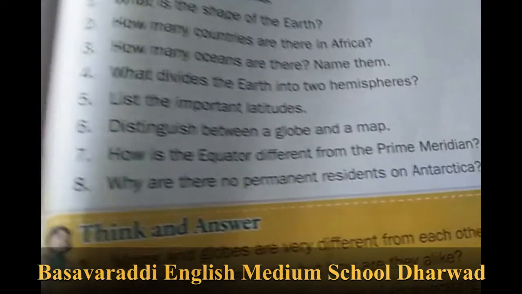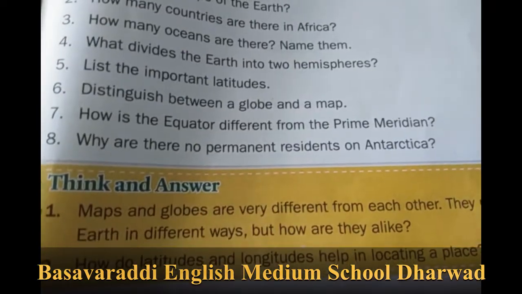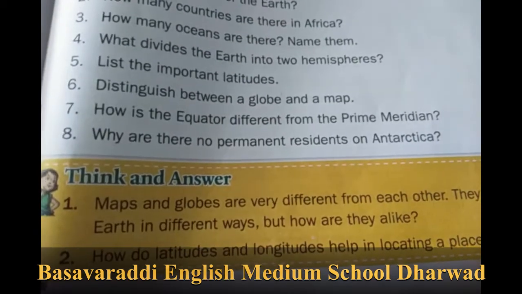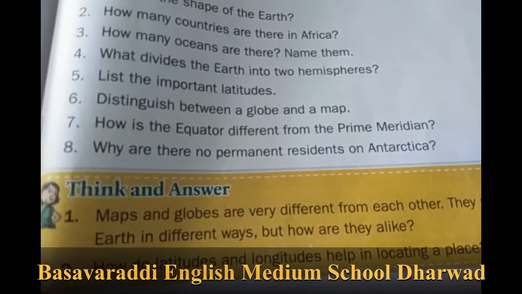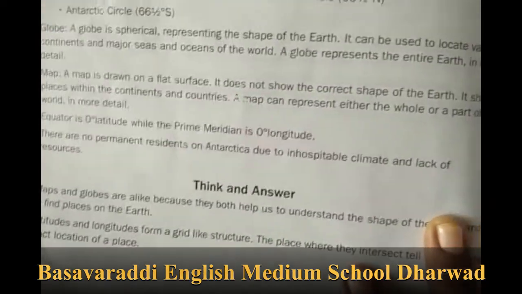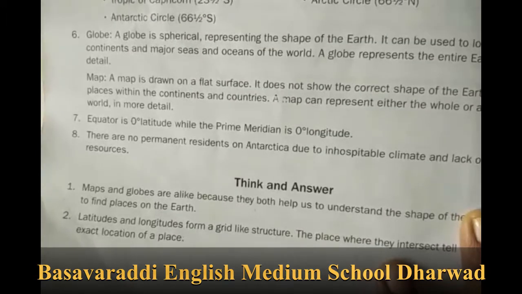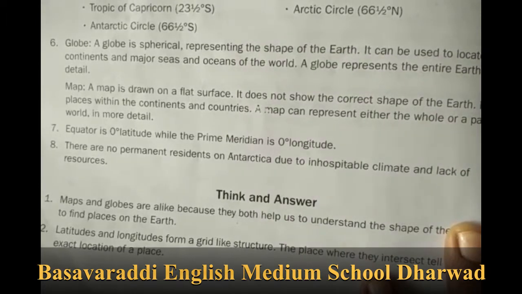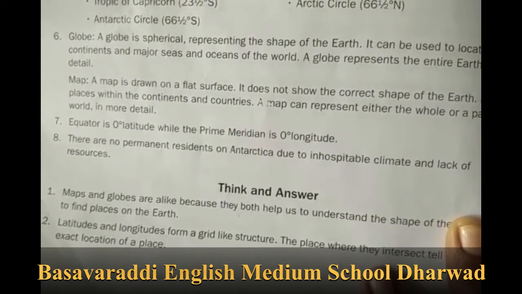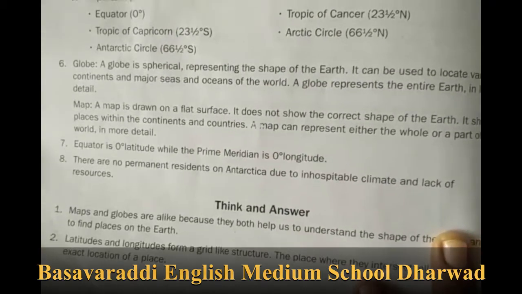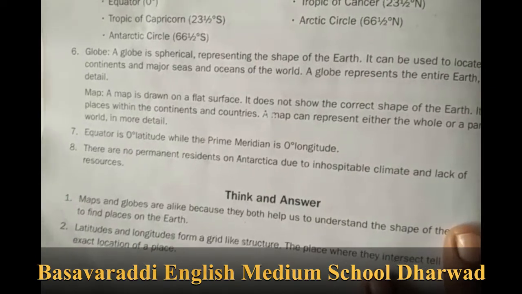Let's discuss why there are no permanent residents on Antarctica. Why, children? Because there are no permanent residents on Antarctica due to inhospitable climate and lack of resources. Because of this reason, there are no permanent residents on the Antarctica continent.